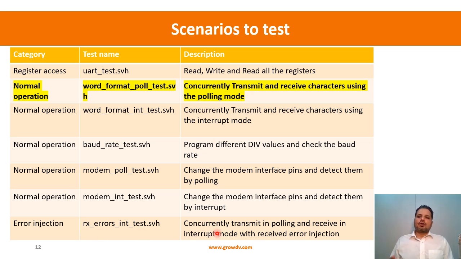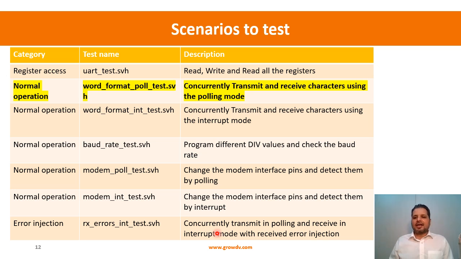So here you do concurrent transmission and reception. Transmission you do based on polling, okay. Reception you do based on the interrupt. And whenever we talk about the direction, we generally talk from the DUT's point of view. So whatever the DUT is receiving, the UART agent will inject some errors in it, because only the test bench can inject the error. If the design injects any error, those will be caught by the test bench as errors, okay.